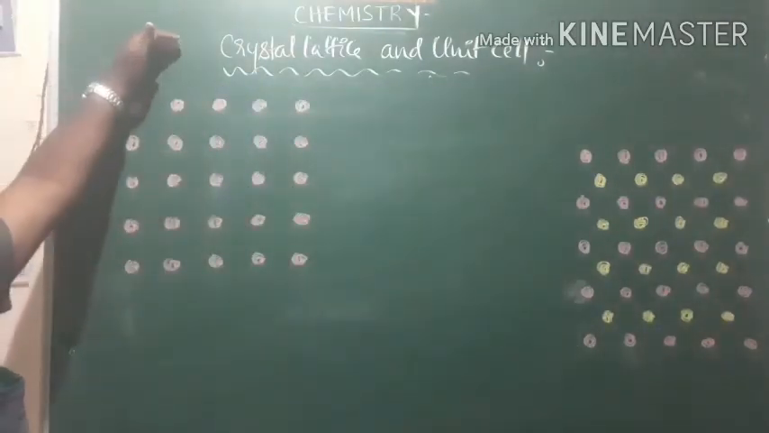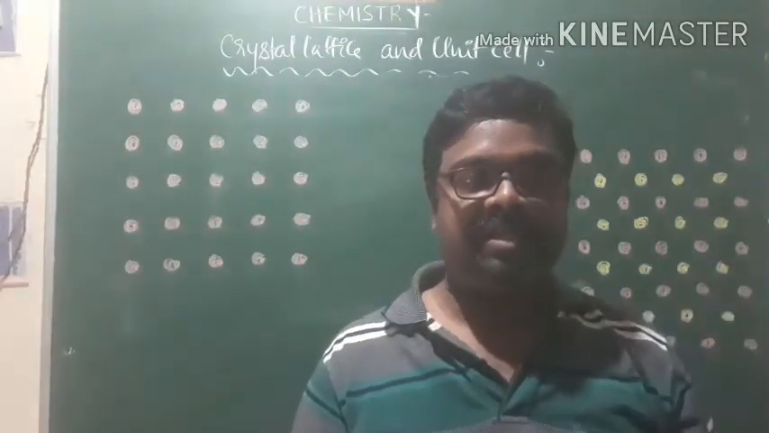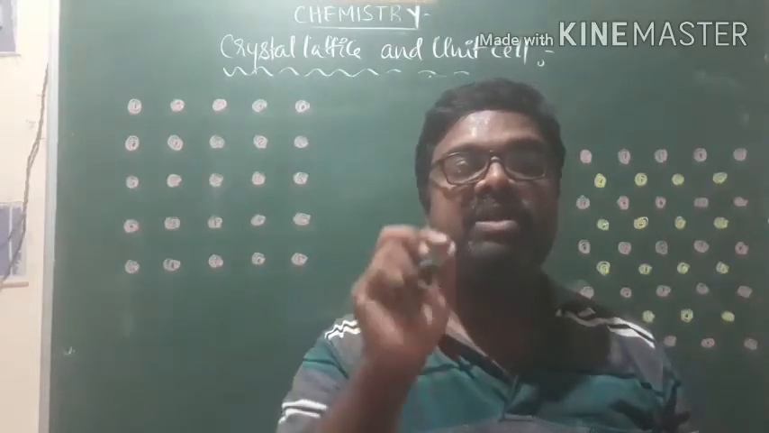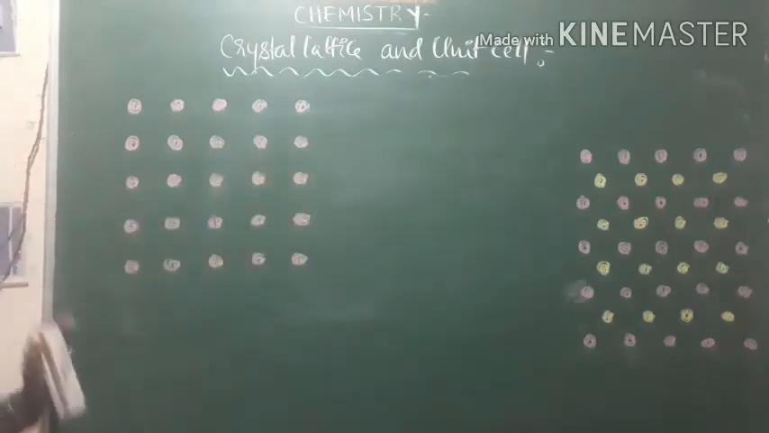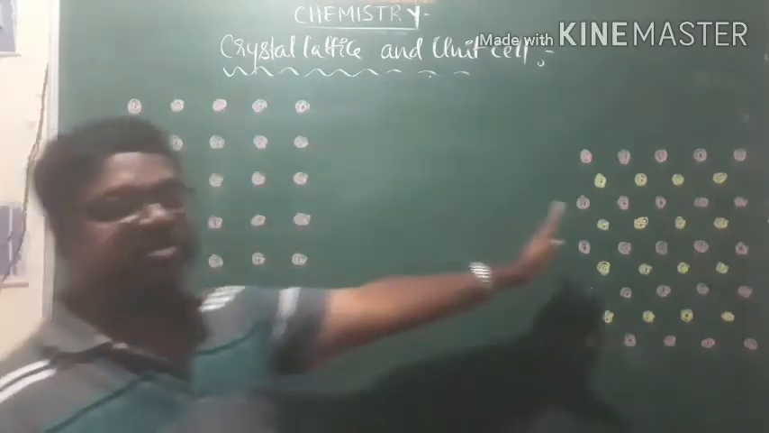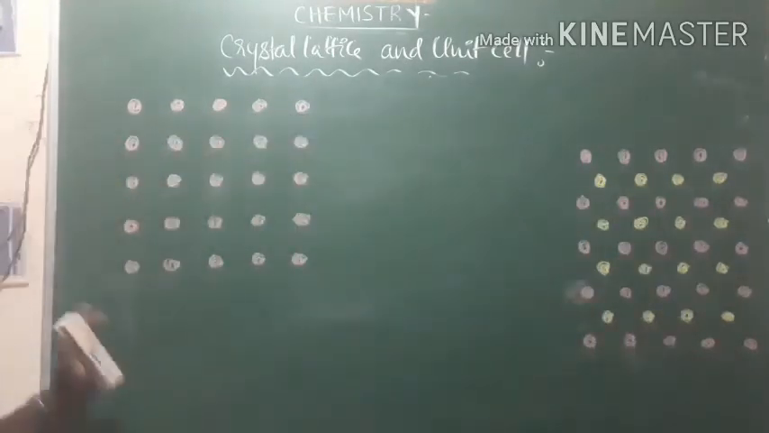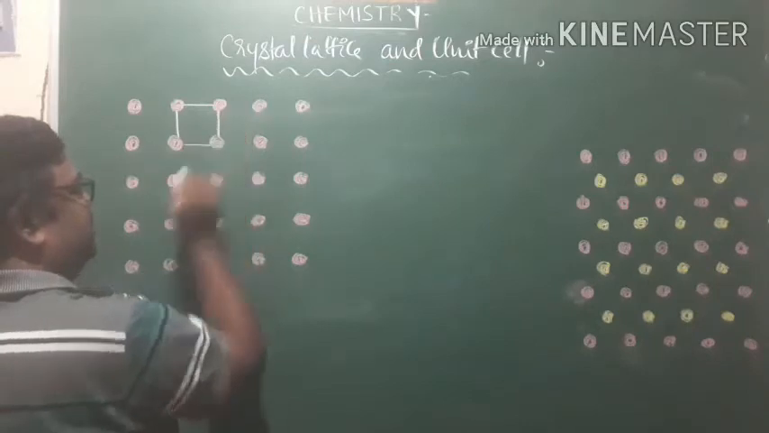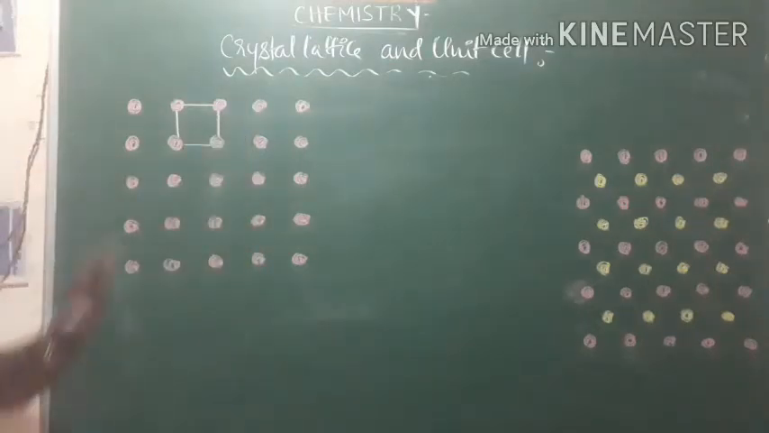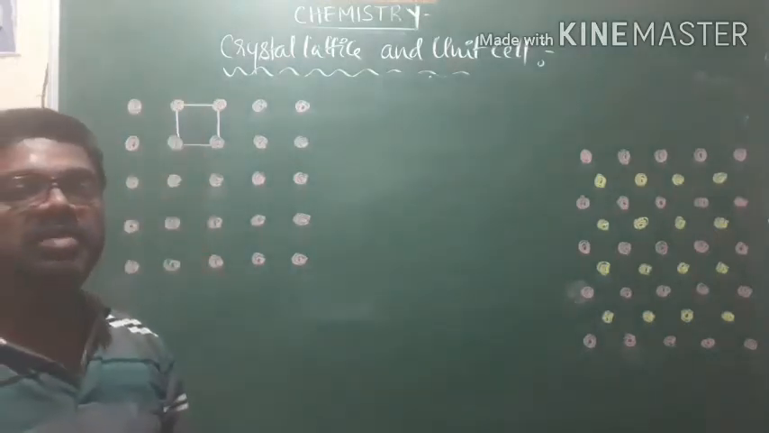Under crystal lattice, let us discuss the two-dimensional crystal lattice, or lattice in a two-dimensional plane. In a two-dimensional plane, there are two possible arrangements of lattice points. This is one possible arrangement and this is another. When these lattice points are joined by imaginary lines, you get one particular shape, which we call the unit cell. This is one of the possible unit cells in the two-dimensional crystal lattice.